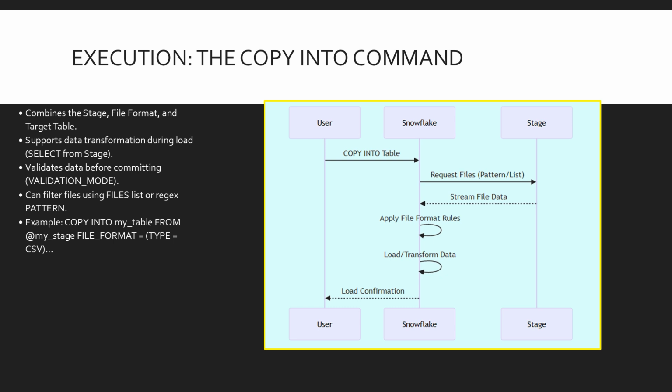This sequence diagram details the execution flow. The user initiates the copy into command. Snowflake requests the specific files from the stage based on patterns. The stage streams the data back. Snowflake then applies the file format rules we defined, performs any requested transformations, and finally commits the data, returning a confirmation to the user.